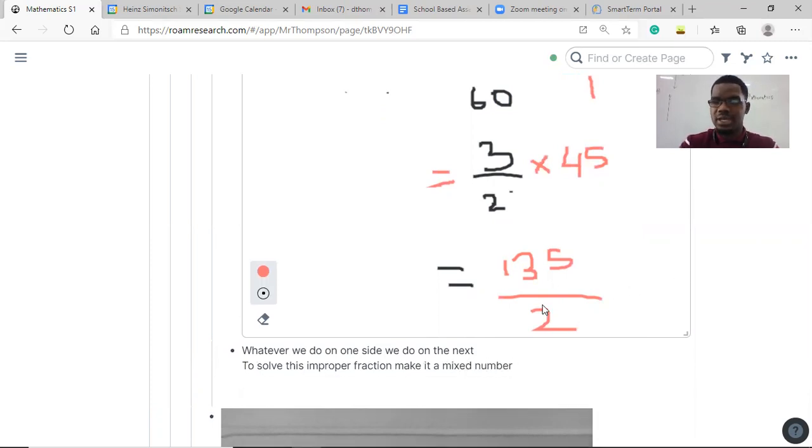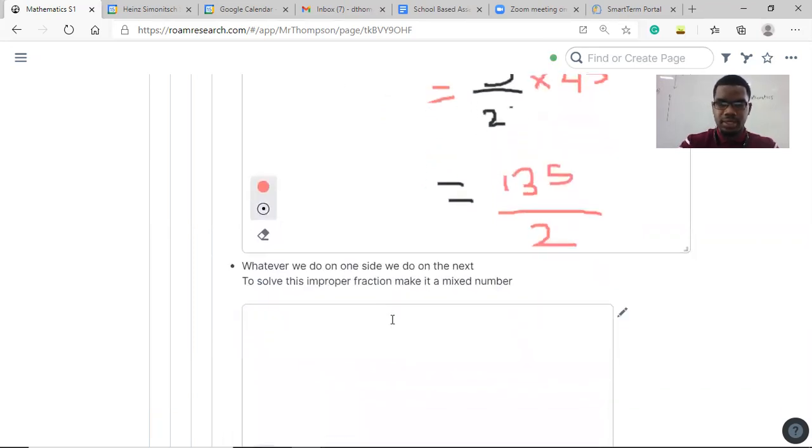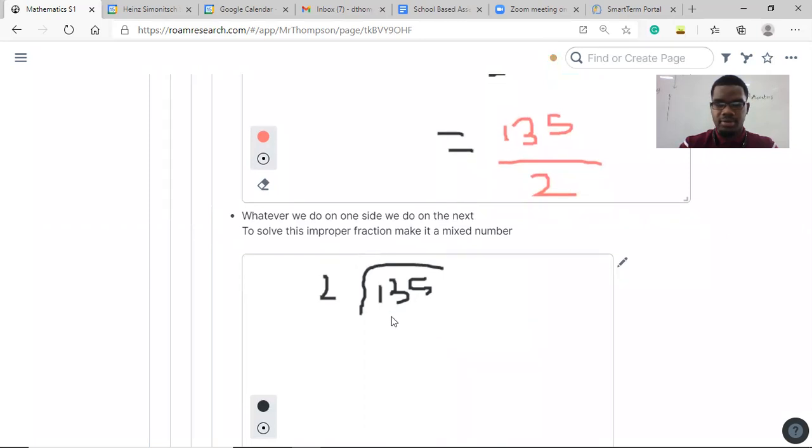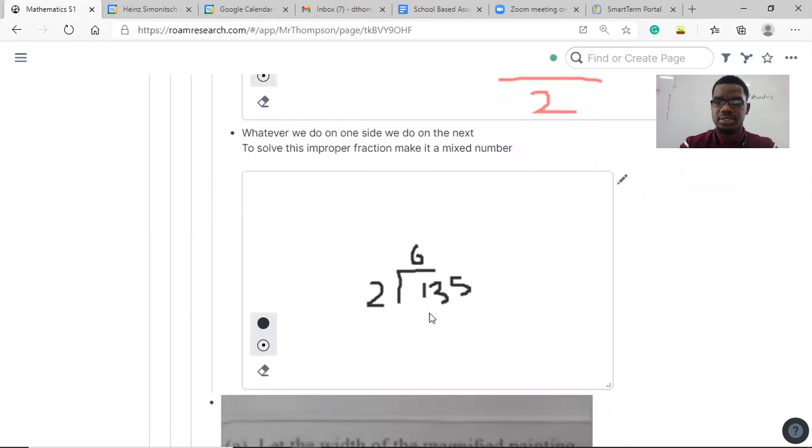The mixed number principle we said was to long divide. So let's check it. Let's long divide here. So we're gonna say 2 can go into 135. So 2 into 1 you can't. 2 into 13 can go 6 times. Right? So let me rewrite that. 2 into 135. 2 into 13 we said can go 6 times. 2 times 6 is 12. Right? Remainder 1.